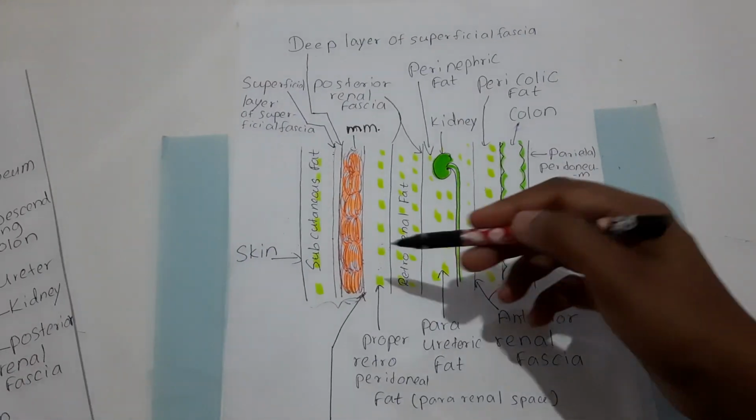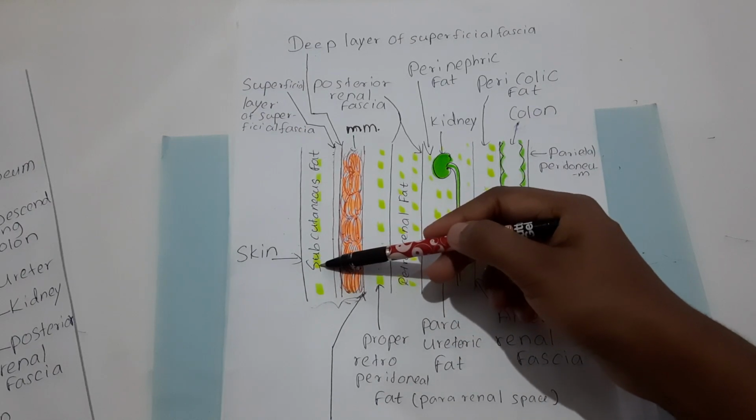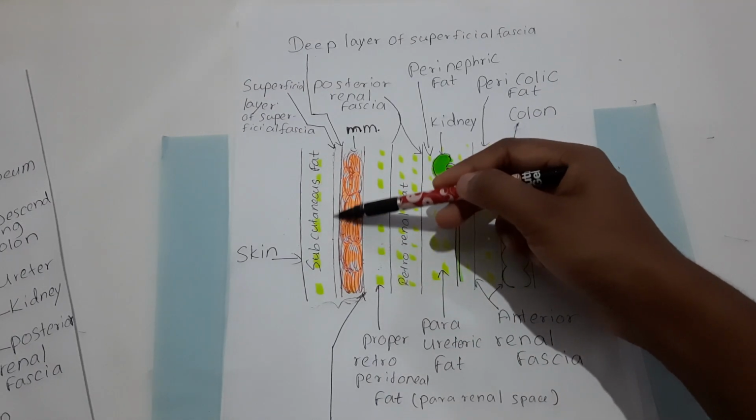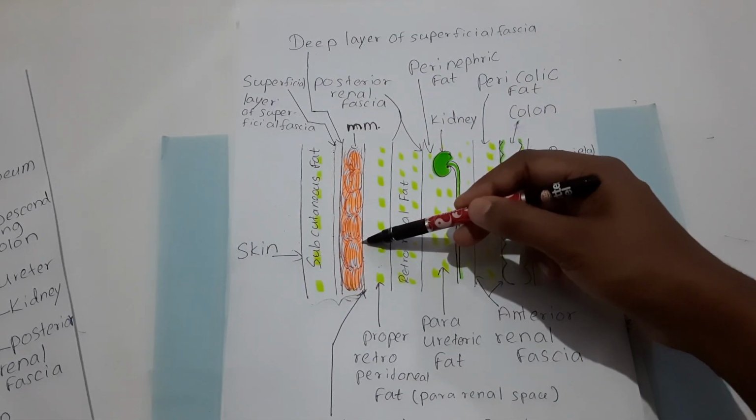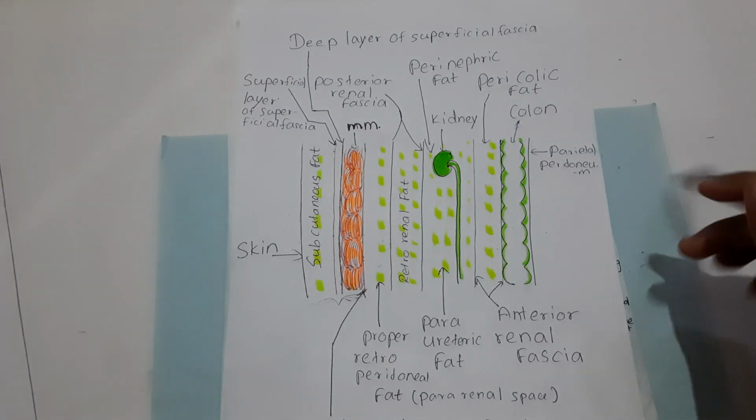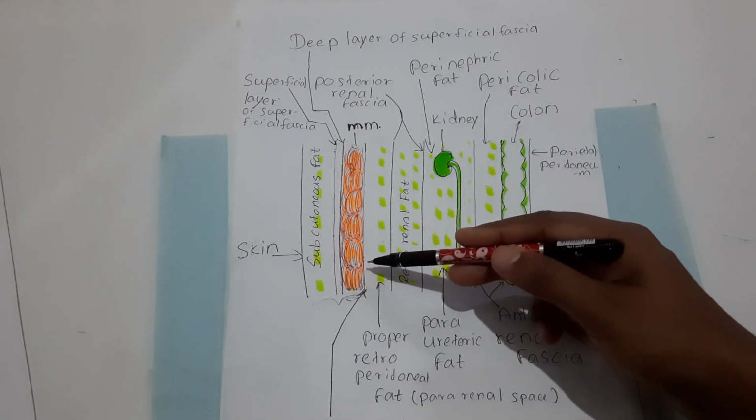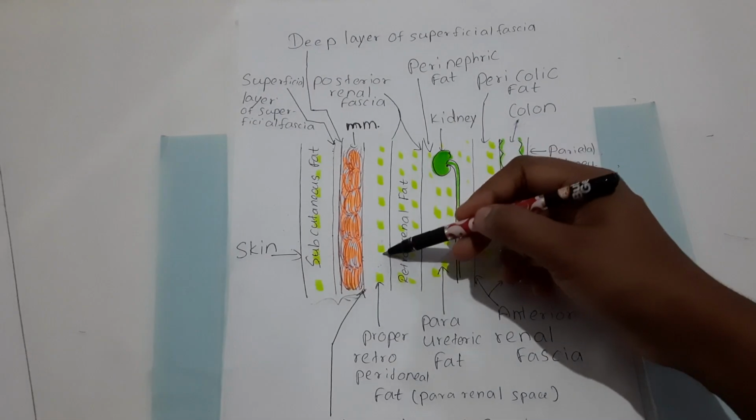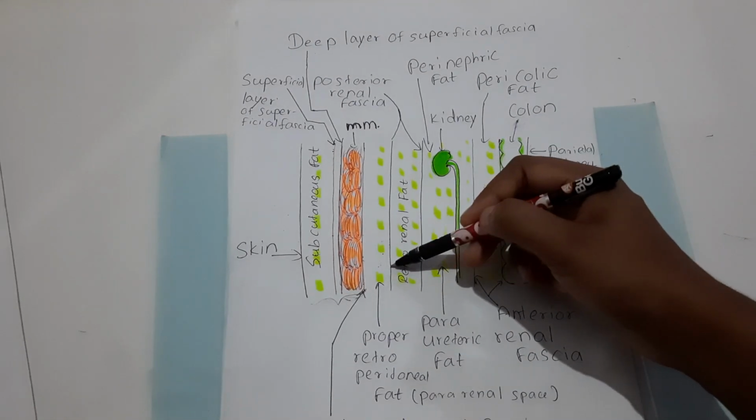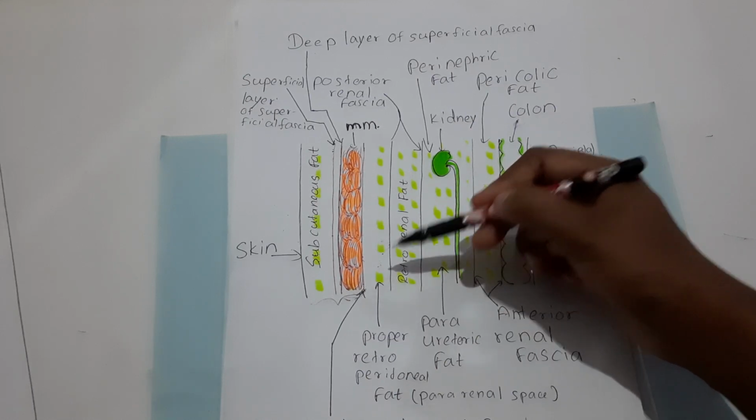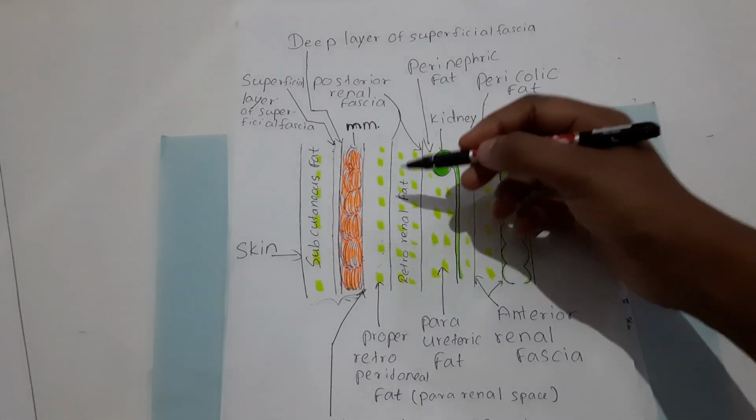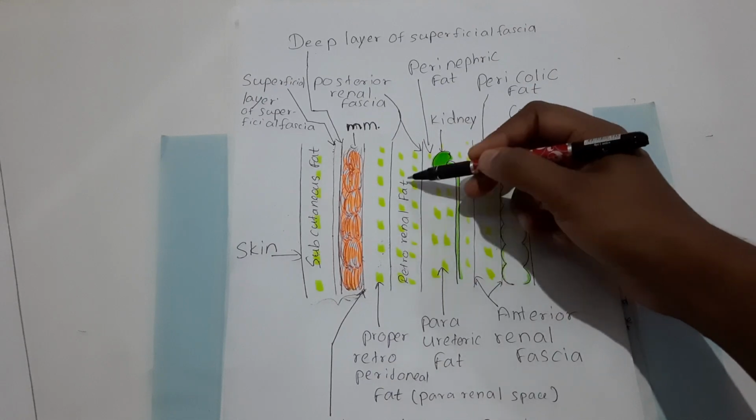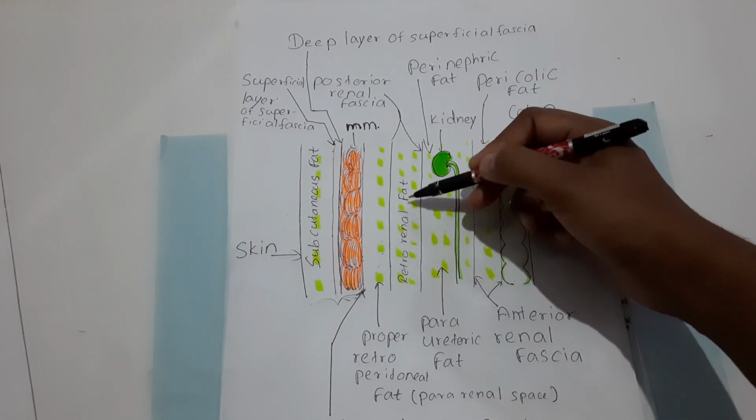So here you can see, as I told before, skin, then subcutaneous fat, superficial layer of the superficial fascia, deep layer of the superficial fascia, muscles, endo-abdominal fascia. We also call it the transversalis fascia; endo-abdominal fascia and transversalis fascia are the same. And then here, in between the endo-abdominal fascia and the posterior renal fascia, I told before also, that is the proper retroperitoneal fat, pararenal fat space. And in between the two posterior renal fascias, we call the fat space the retrorenal fat space.